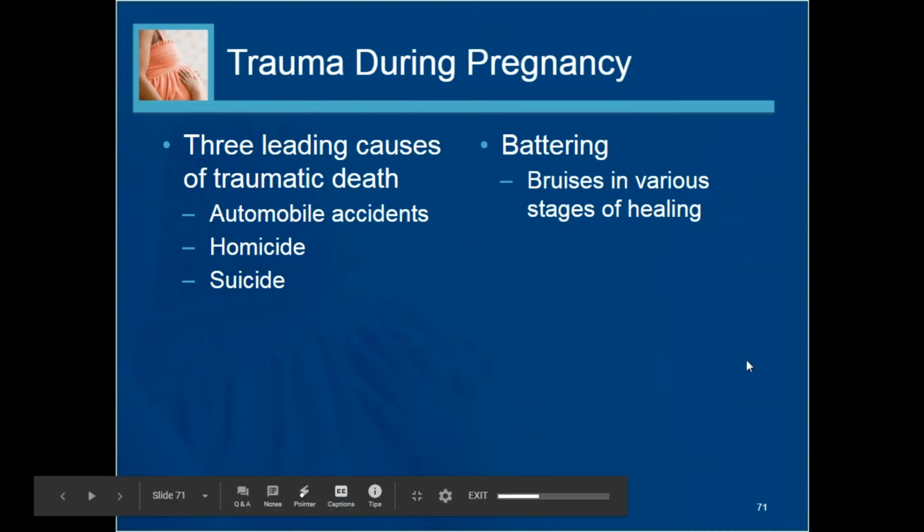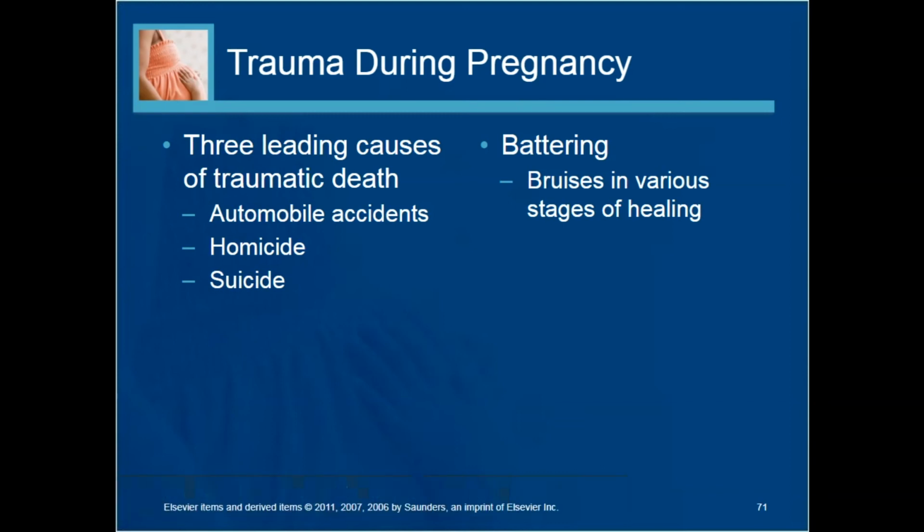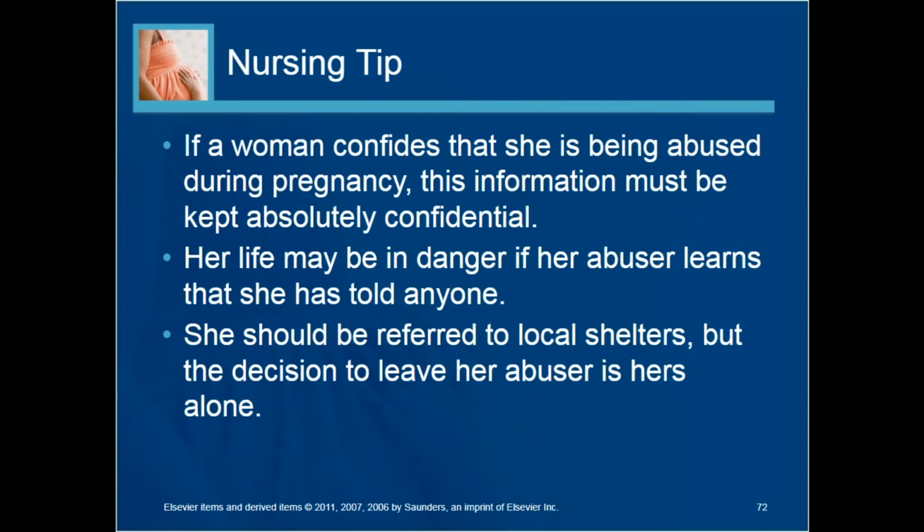Trauma during pregnancy is a problem also. The three leading causes of traumatic death include automobile accidents, homicide, and suicide. You'll want to assess your patient for battering or any type of familial violence: bruises, cuts, stages of healing, that kind of thing. If a woman confides to you that she's being abused during pregnancy, it must be kept confidential. Her life may be in danger if her abuser learns that she's told anyone. She should be referred to local shelters, but the decision to leave her abuser is hers alone.